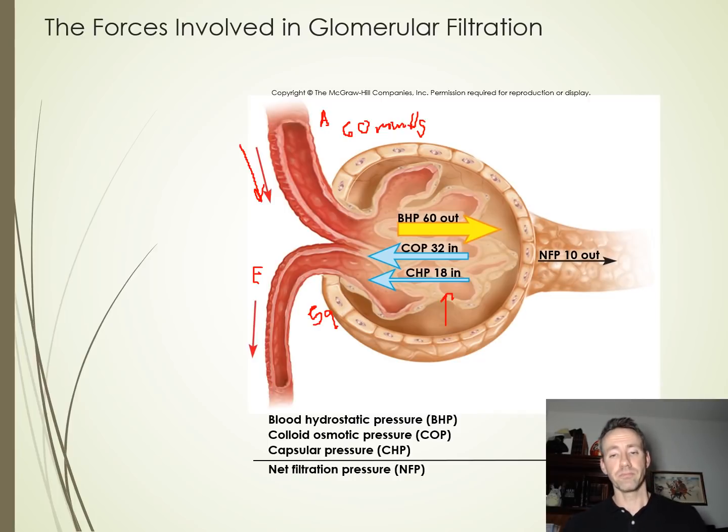So if you were to add those together, you end up with about 50 millimeters of mercury trying to force fluid back into the arterial system, and you have essentially about 60 on the way out. So the net filtration pressure is going to be about 10 millimeters of mercury, which is why NFP, net filtration pressure, is 10 millimeters of mercury out.